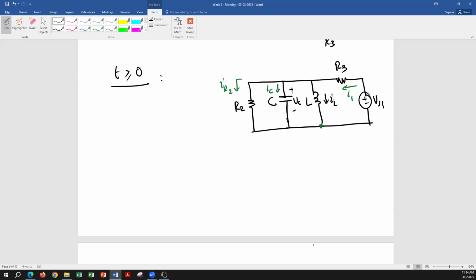No, I1 is not the voltage. I1 is the current. It's split into three currents. As you can see, it's split into IL, IC, and IR2. Three currents. I'm asking you what's the equation for I1 that I can write such that I can find the value for I1 at 0 positive.